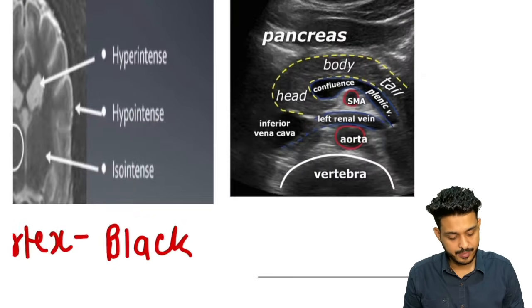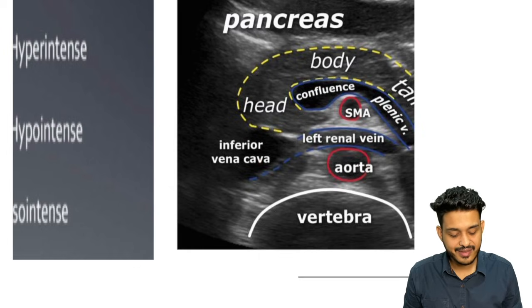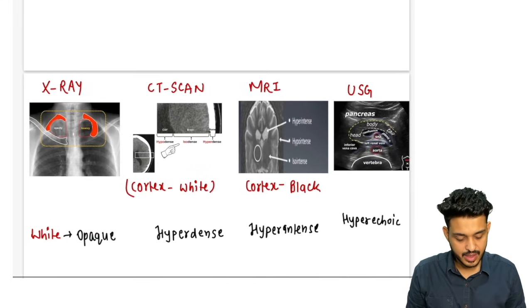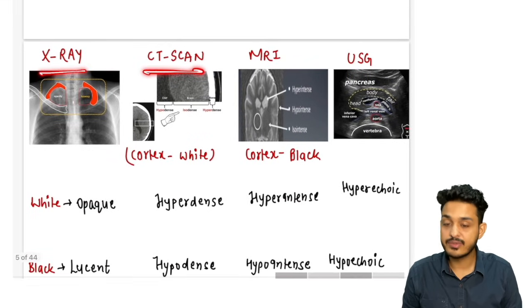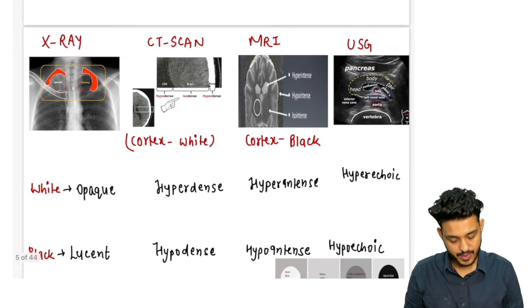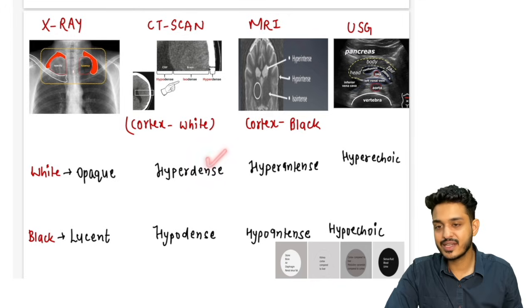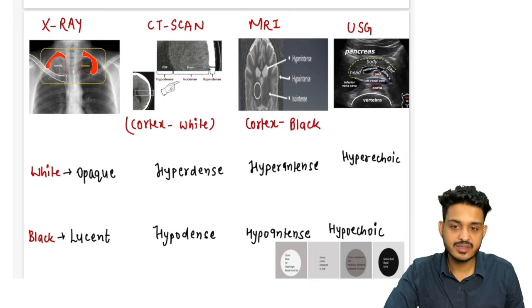You can appreciate, for example, this is your inferior vena cava. It will be having blood. Blood will be appearing white, right? We are going to see all those things. So we have got X-rays, CT scan, MRI and USG. White area on X-ray is known as opaque area. White area on CT scan is hyperdense. On MRI, hyperintense, and USG is going to be hyperechoic lesion, right?